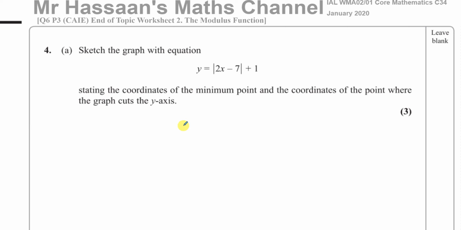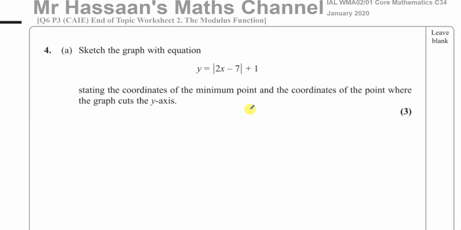In fact, all he wanted was part C, but I'm going to go through the whole question just to make sure that it's understood and complete. For part A, we're asked to sketch the graph with the equation y equals the modulus of 2x minus 7, plus 1. The sketching of modulus graphs is relatively new in the Cambridge syllabus, introduced in 2020. Before, it was just solving equations, but now we sometimes have to sketch the graphs of these modulus equations.